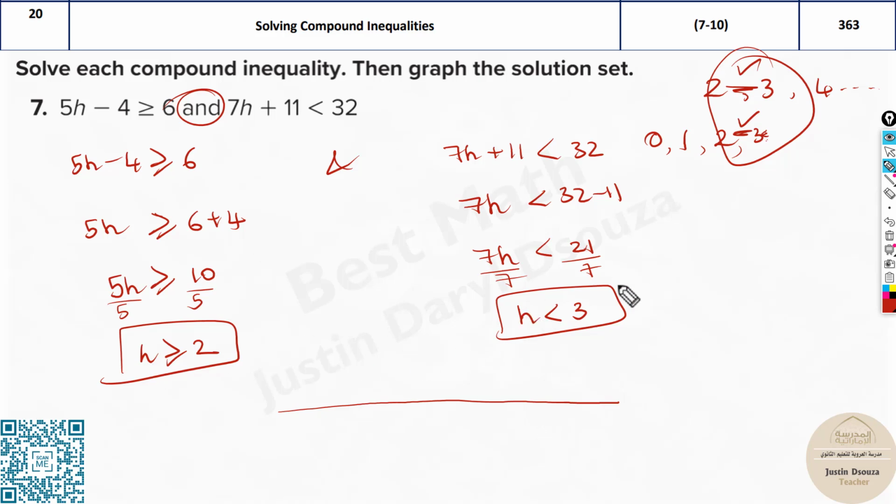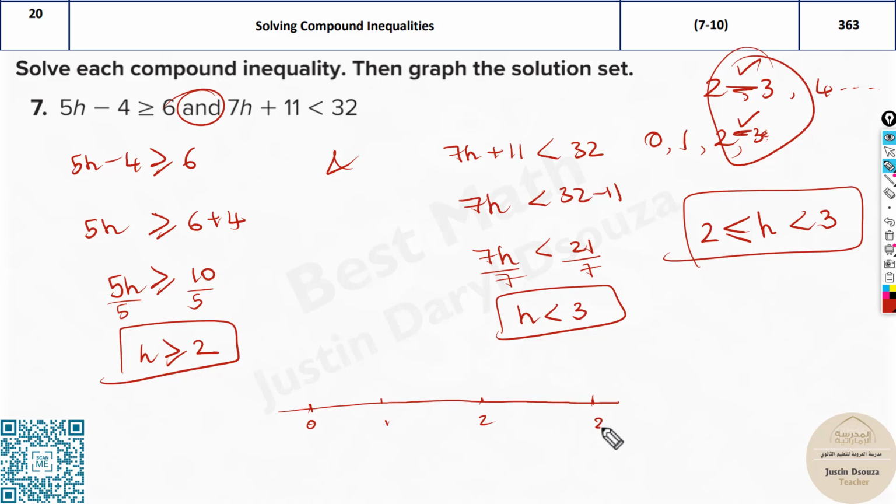Another way to understand this is to write h in the middle: h is less than 3, but h is greater than or equal to 2. This is another way to understand it. Even if you don't write this, it's fine. Now let's plot, because they have asked you to graph the solution set. Imagine this is 0, 1, 2, 3, 4.